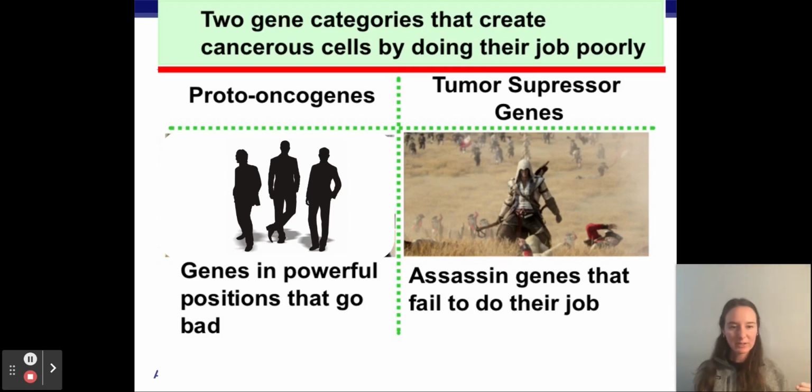So tumor suppressors are genes or pieces of DNA that make molecules that are supposed to stop the cell from creating a tumor. They're supposed to stop the cell from dividing too much. But if they don't do their job, then the cell will continue to divide. So assassins are supposed to stop something from happening. They're supposed to kill someone, but they're not. And if they're not, then the people will still live. In the same way, if a tumor suppressor gene isn't working, then it will basically stop the cell from controlling itself and it will continue to divide.